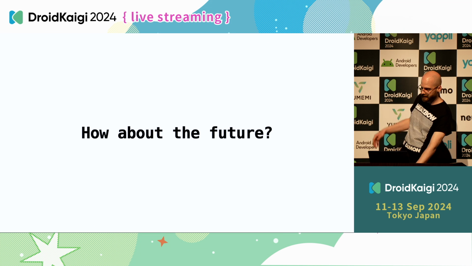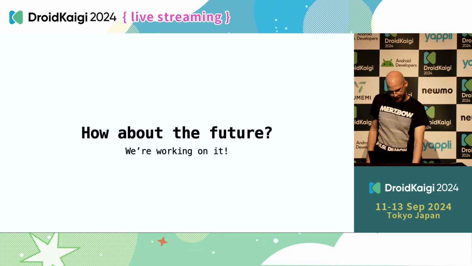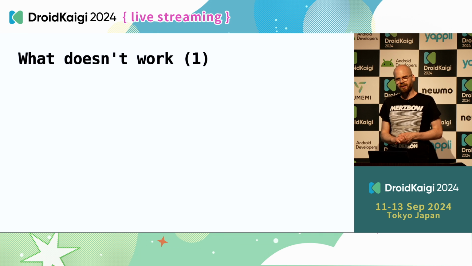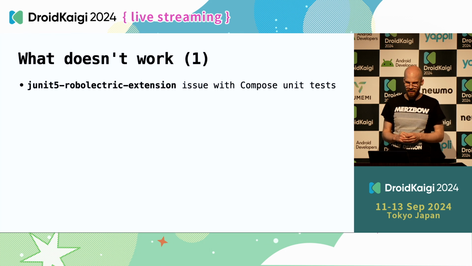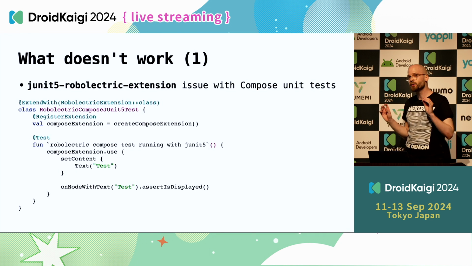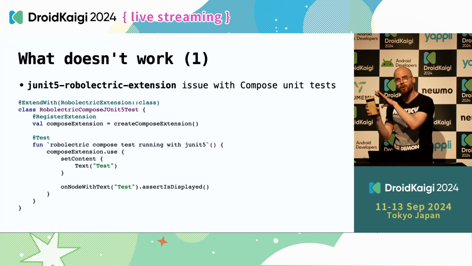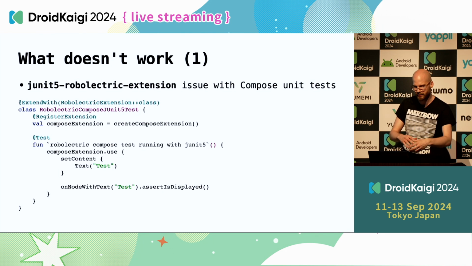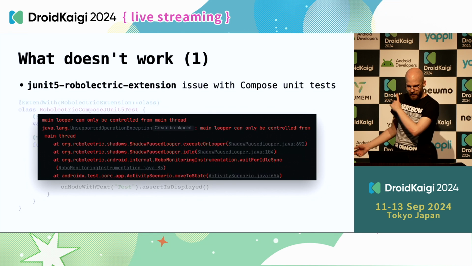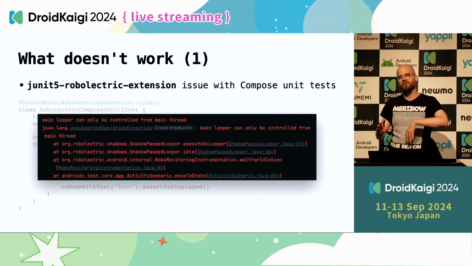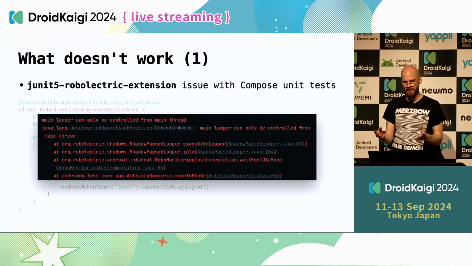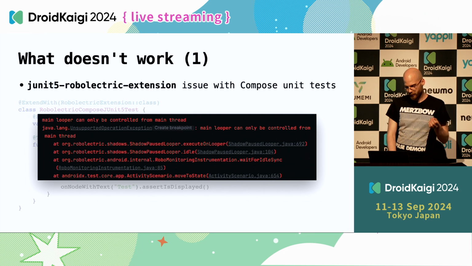So about the future, I can say we're working on it. What doesn't work? Exhibit 1. If you use Robolectric with Compose unit tests, there's an issue. So again, this is unit tests with Compose, not the ones on your phone. Those work fine, but unit tests with Compose and Robolectric together. If you do this together, then you crash. You get an error. This has to do with how the extension changes the class loader. It also has to change a bunch of the threading around the test environment. And the Compose testing API is really unhappy about this. So we need to fix this.